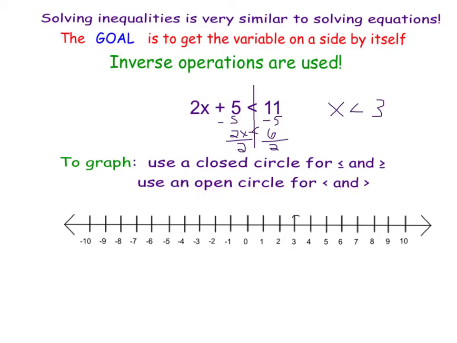You find the place on the number line, put an open circle where we want to begin, and we use our arrow to show that it's any number less than that. Now we have solved and shown the solutions on the number line.